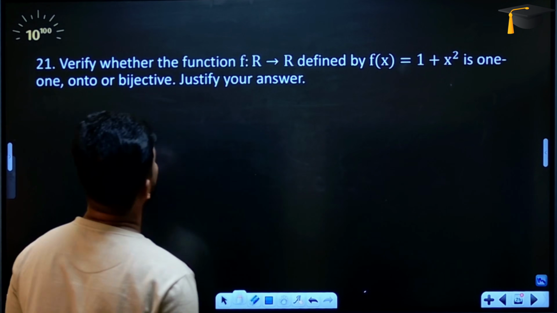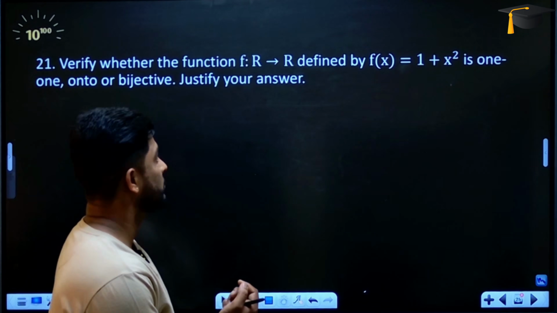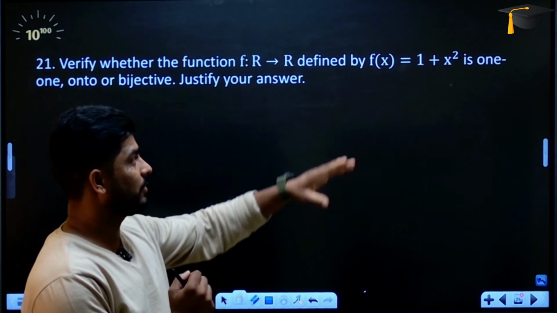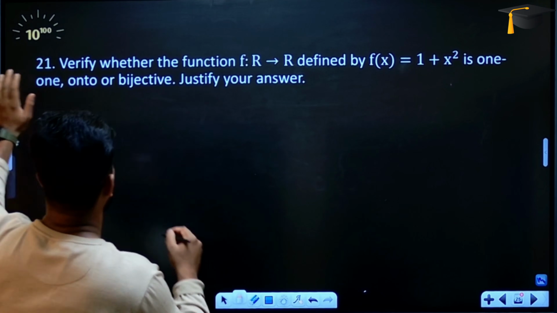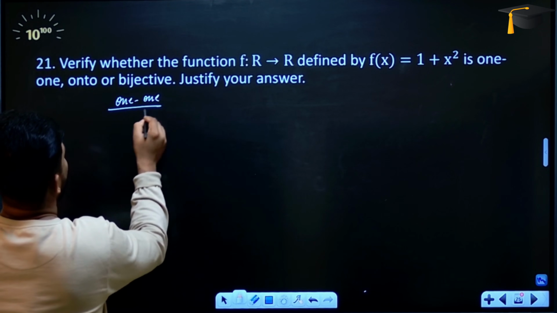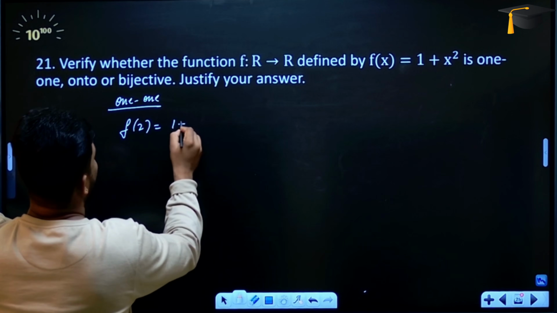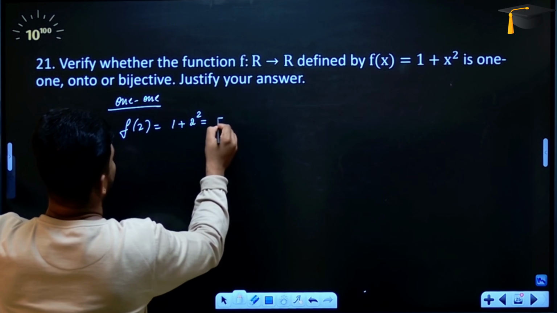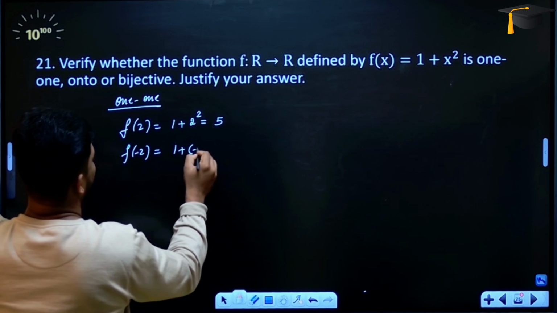So verify whether this function is 1-1 or onto, or give justification. It's actually a quadratic function, so it's not 1-1 and onto both, under R to R. So we can easily say it's not. First one is 1-1. So very simple. f of 2 is what? f of 2 is 1 plus 2 square. It's nothing but 5, right? So f of minus 2 is also similar: 1 plus (minus 2) the whole square.